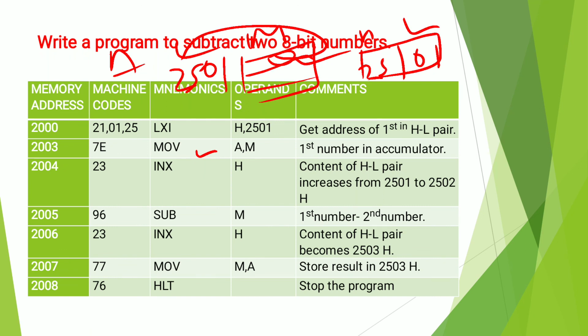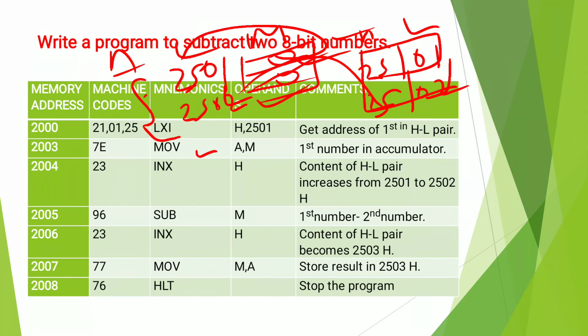Now the second number is at the second location, 2502. This is incremented. So the HL pair is incremented to 2502. Now check the memory location and we will get the second data. First number is in the accumulator and second number is in memory. Now subtract these two numbers.